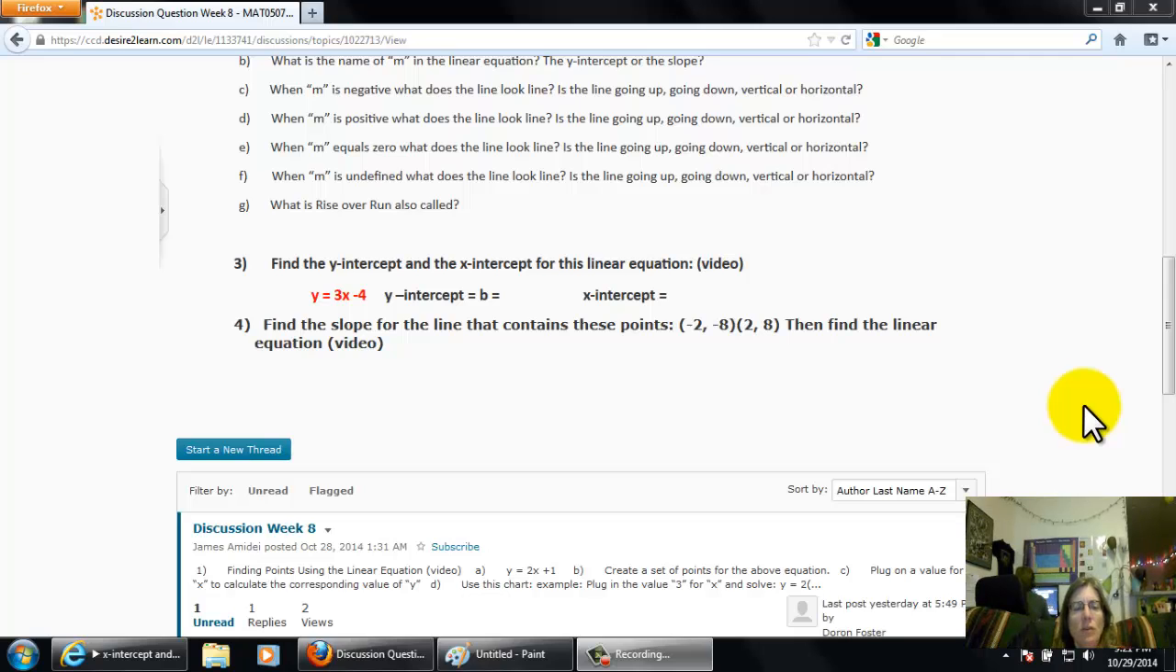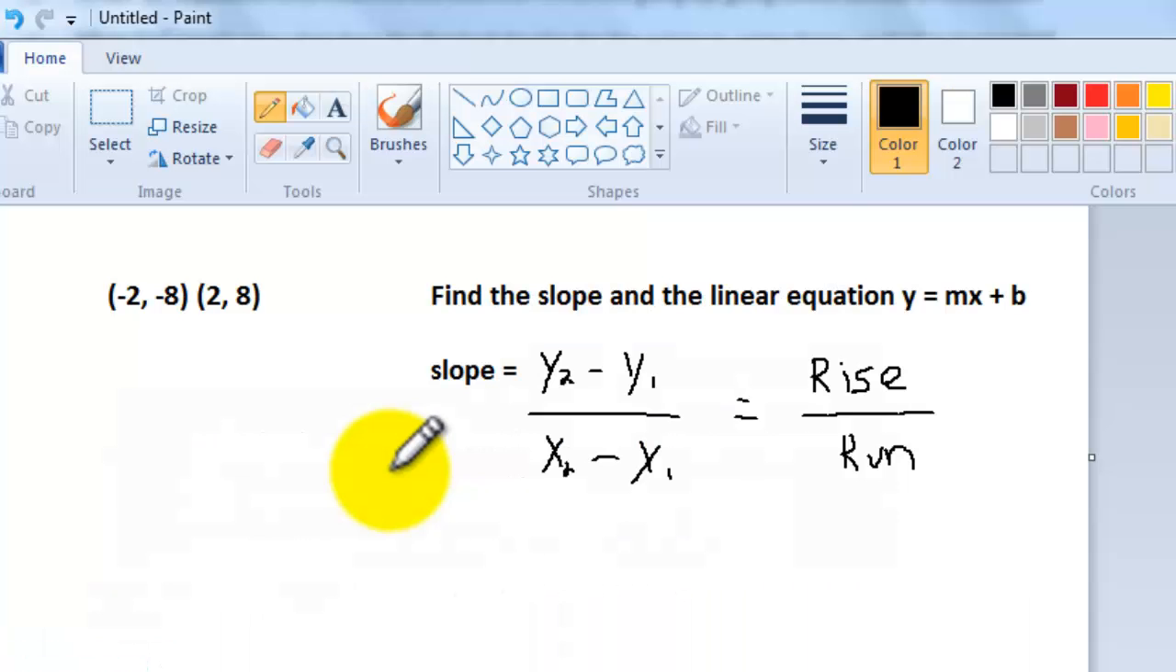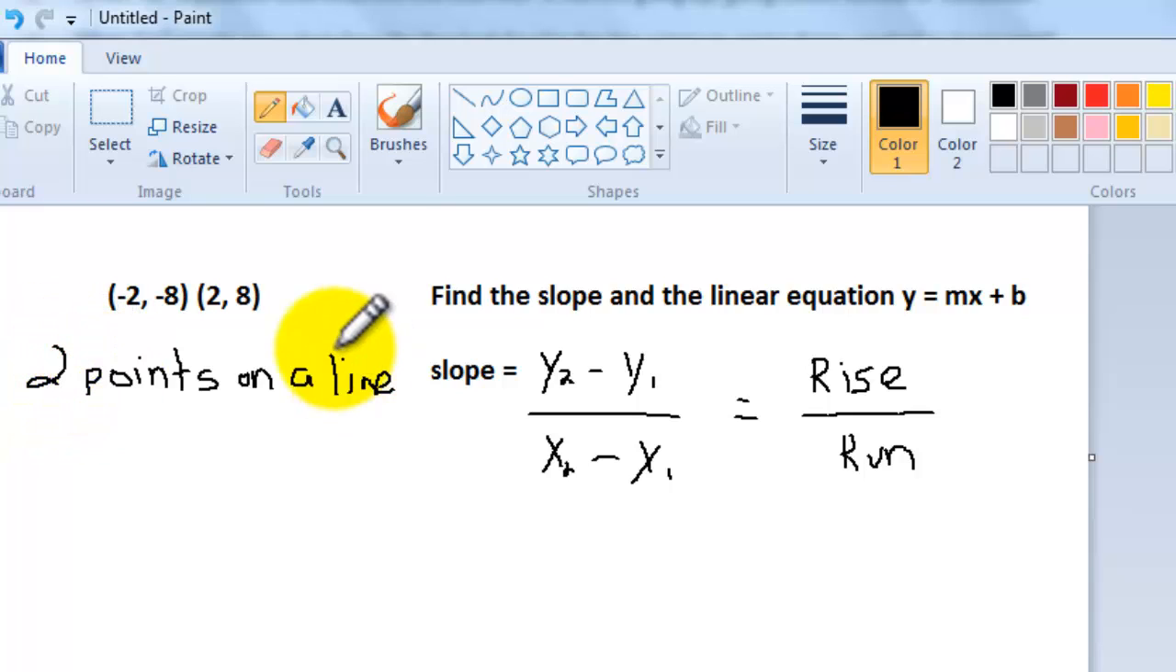All right, here's the answer to question 4 of discussion 8. So we're going to find the slope and the linear equation for these 2 points. These are 2 points on a line, in fact. Okay? These are 2 points on a line.